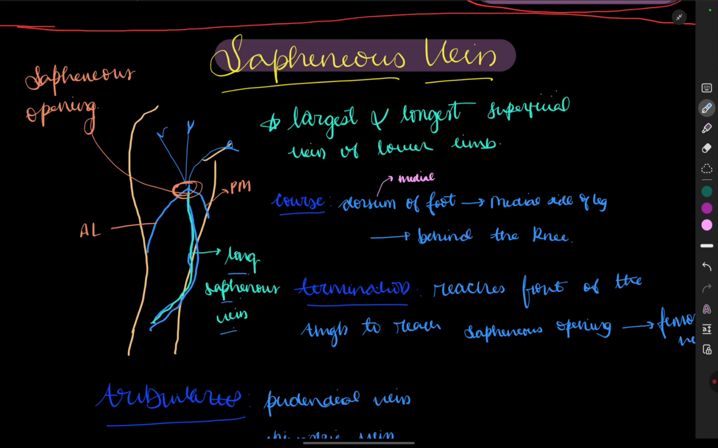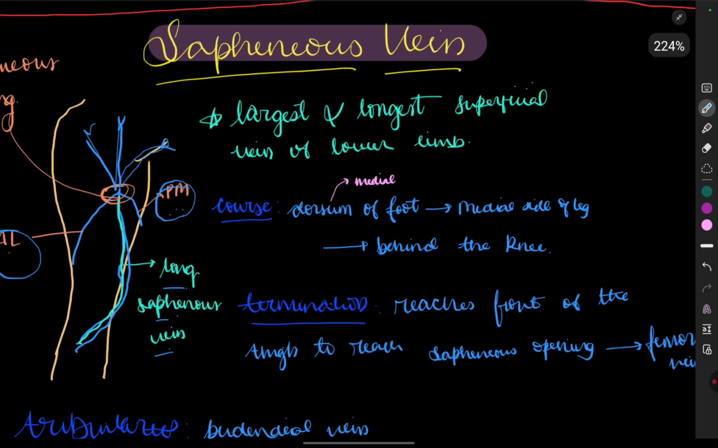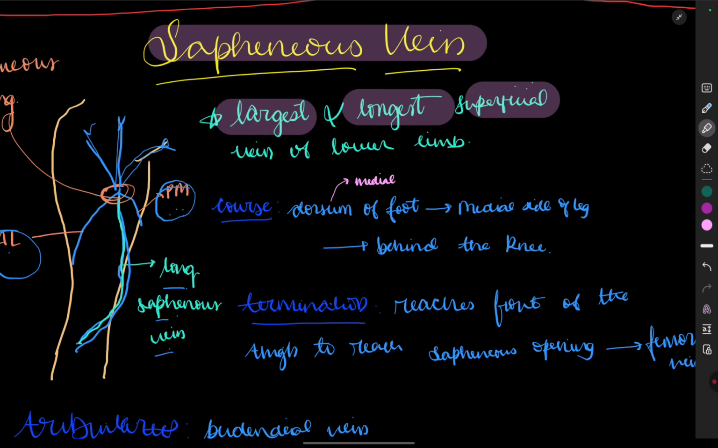This is the long saphenous vein, and as we have already seen about the arteries, right? So this is the pudendal vein, this is the epigastric vein, and this is the circumflex vein of the thigh. All right, and this is the posterior medial vein of the thigh, and this is the anterior lateral vein of the thigh. Okay, just remember the PM, so the AL will be easy to remember also. Okay, the saphenous vein, it is the largest and the longest superficial vein of the lower limb. Why superficial? Because honey, we are studying the superficial fascia. Okay, so it is the largest and the longest superficial vein of the lower limb.